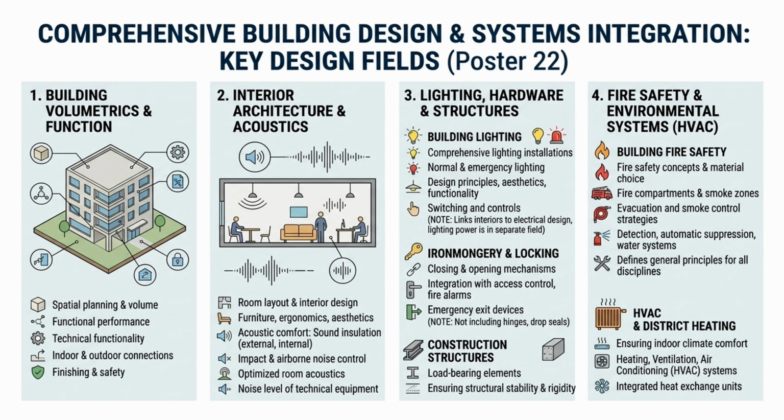Finally, creating a healthy and controlled indoor climate relies on heating, ventilation, and air conditioning, collectively known as HVAC. This technical system regulates temperature, air quality, and humidity throughout the building. Integrated heat exchange units and district heating systems sometimes are included, providing efficient and consistent comfort for the occupants. In summary, each key field has a specialized role, but together they form a holistic approach to produce a design that balances aesthetics, technical requirements, and safety and usability.